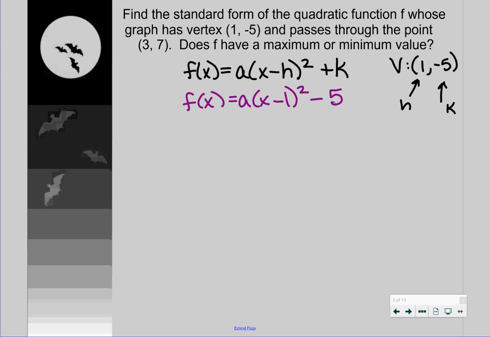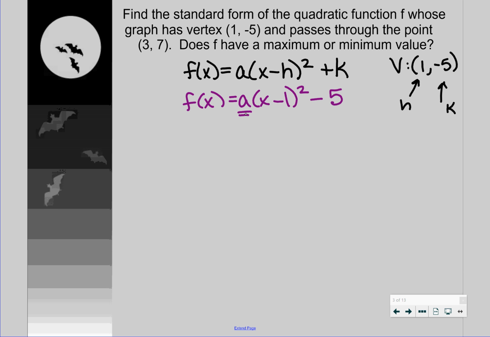So the only thing I'm missing now is a. If I can find a, I'm done. Again, it's kind of like what we do with the line, y = mx + b. Once you have the slope, what's the next thing you do to find the y-intercept, usually? To solve for b, what did we do? Do you remember with lines? Yeah, you plug in a point.